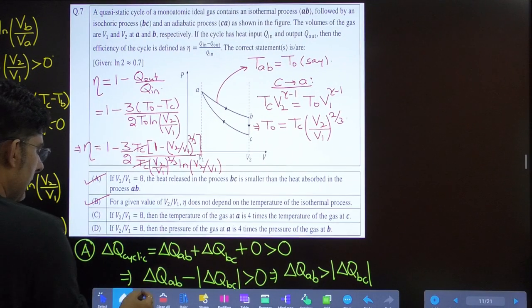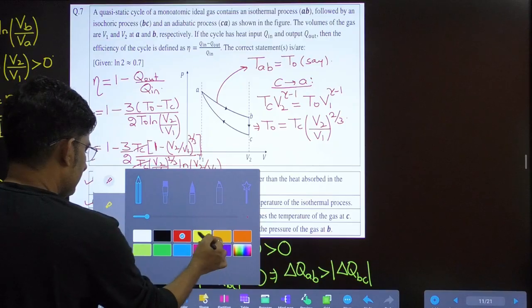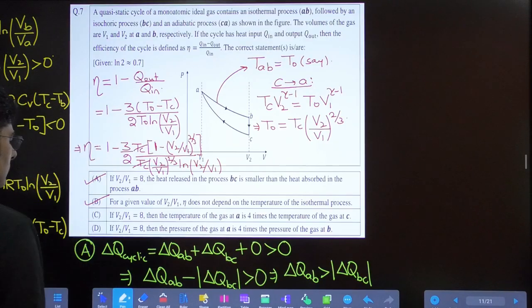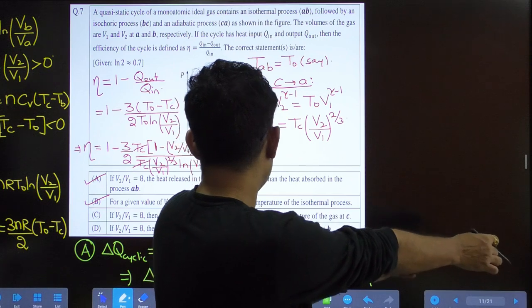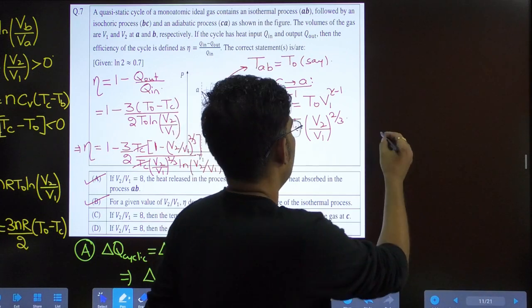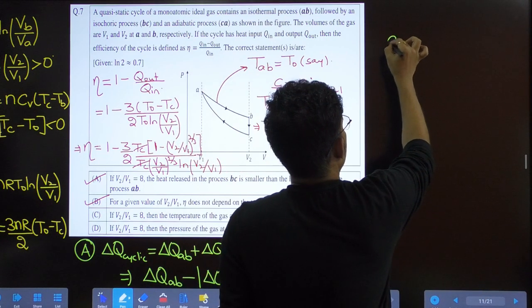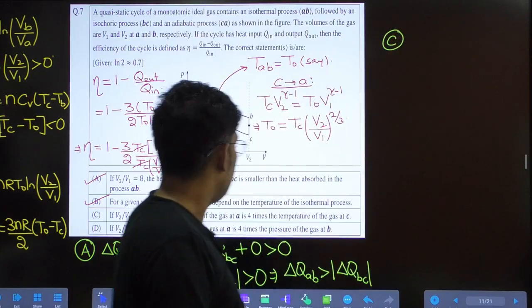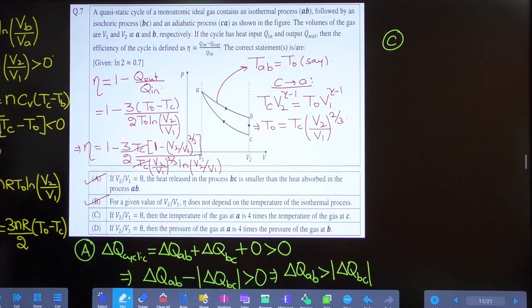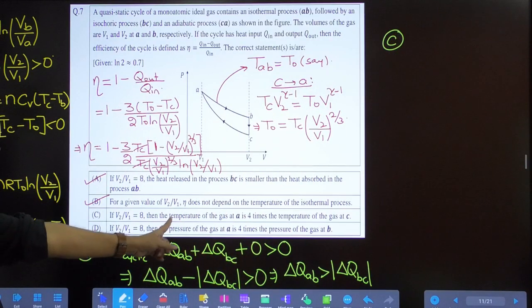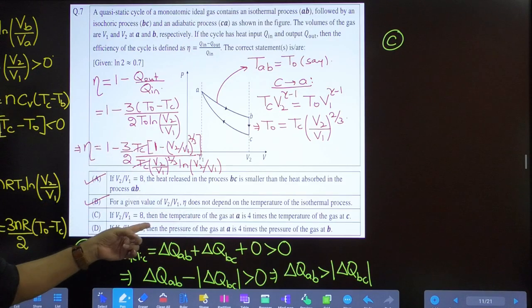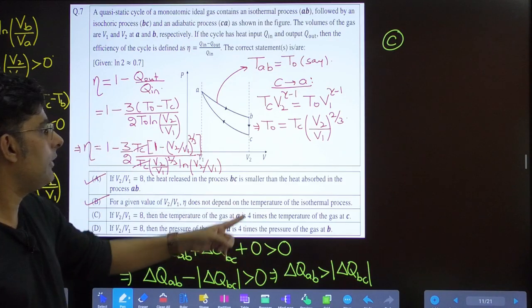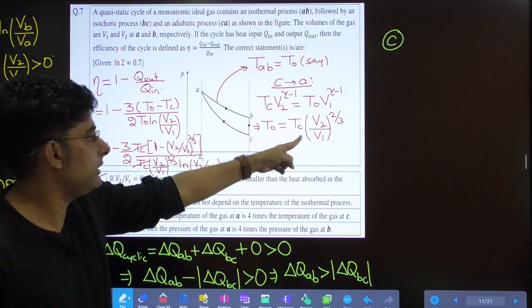So the C part being given, if V2 by V1 is 8, temperature of gas at A is 4 times the temperature of gas at C. Okay. Now coming to the part C of the question. They are saying V2 by V1 is 8 and temperature of gas at A, means T naught, how much times will it be that of C? Well, we can see from this particular case only.